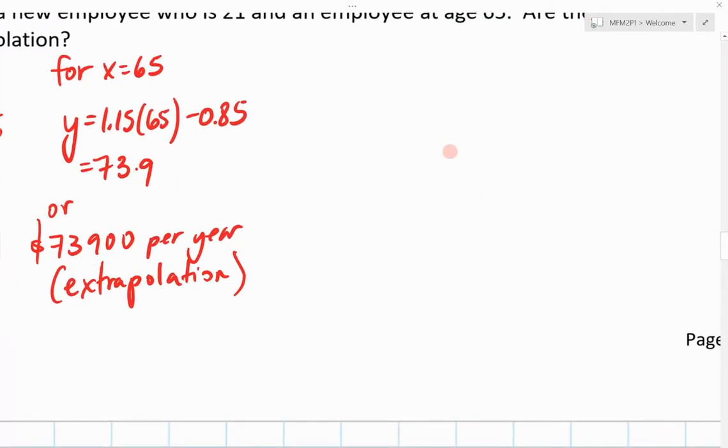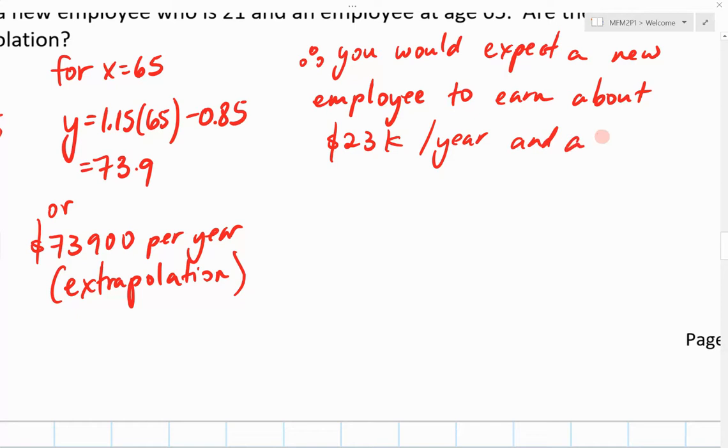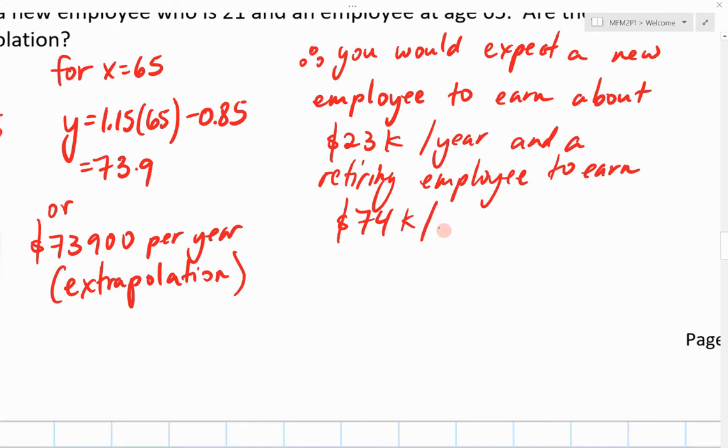So the conclusion here is, therefore, you would expect a new employee to earn about $23,000 per year, and a retiring employee to earn $74,000 per year.